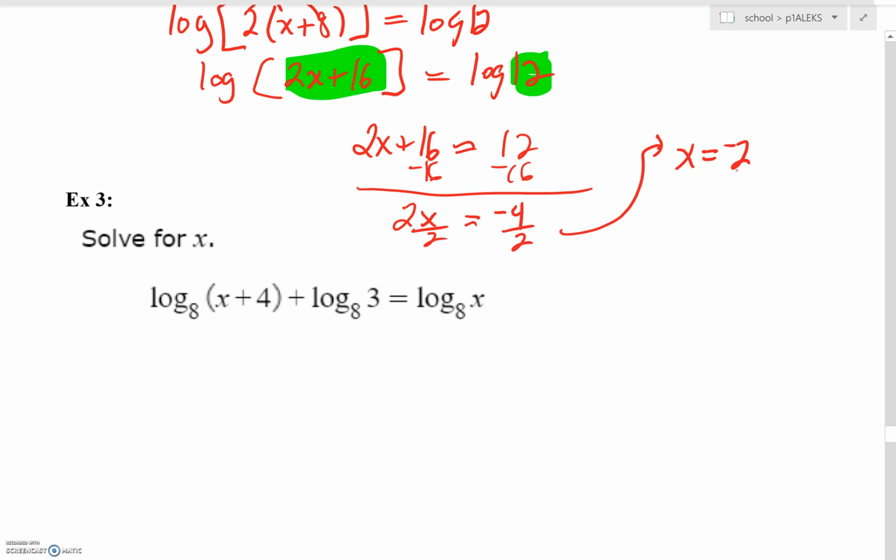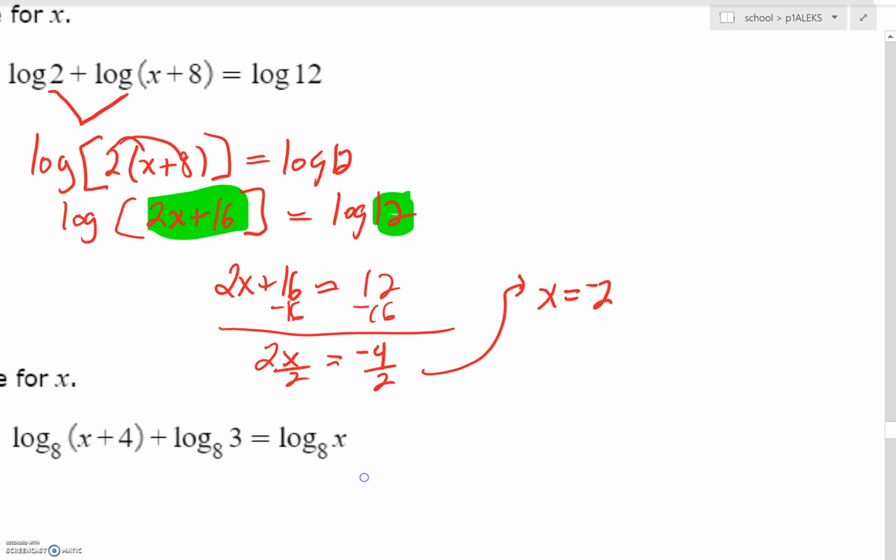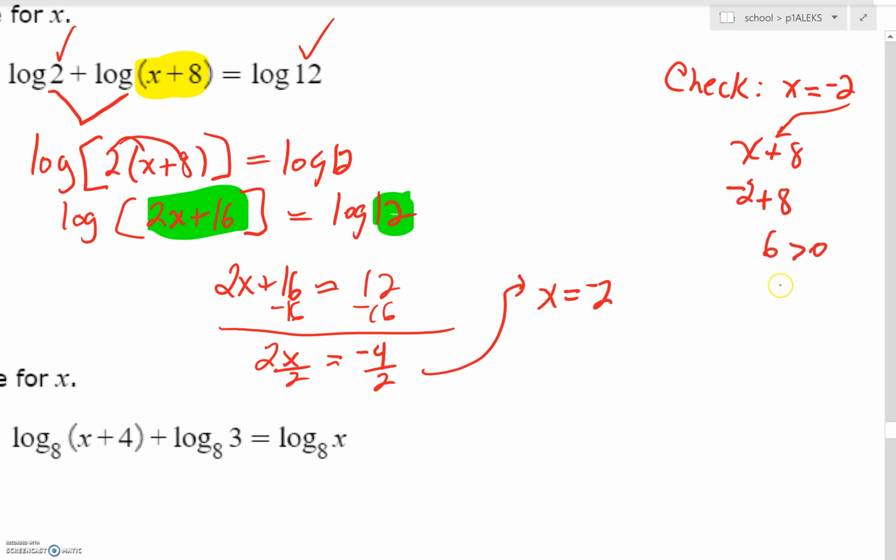Now, it's at this point where we can wonder if we should actually throw this out and say it's no solution. We should do a check. But guys, I want to point something out. Yes, we're checking if x equals negative 2 works. It's possible that it does. You only have to check the inside of a log. The 2 and the 12 here, the insides there, they're always positive. We're just concerned with x plus 8. When I plug in that negative 2 plus 8 is actually a 6. It's greater than 0. It's positive, so it works. We'll have x equals negative 2.